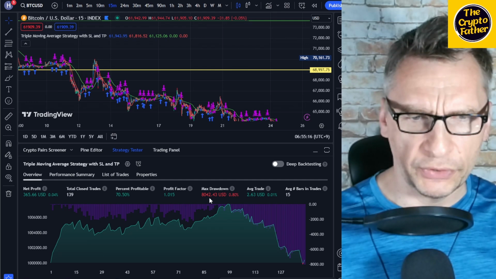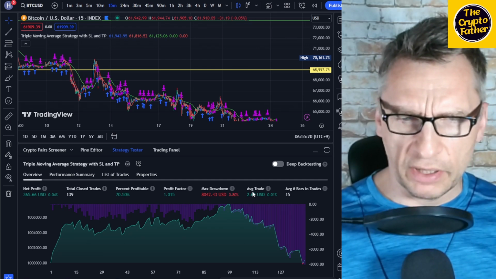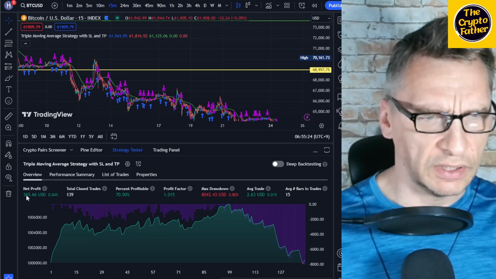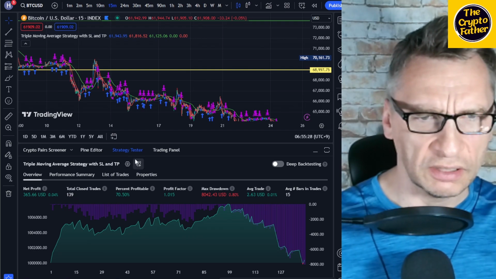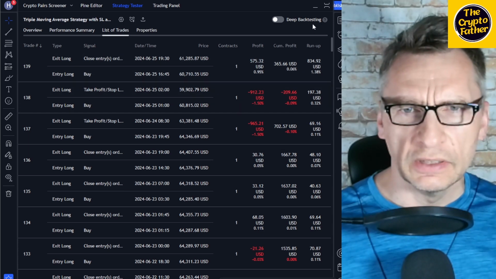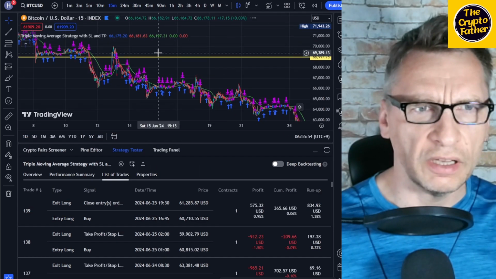Max downturn is $8,000. Wow. Average trade $2.6. Max net profit is $365 at $139. That's not great. Okay, it could be that it's the take profit and stop loss that are causing the problem.